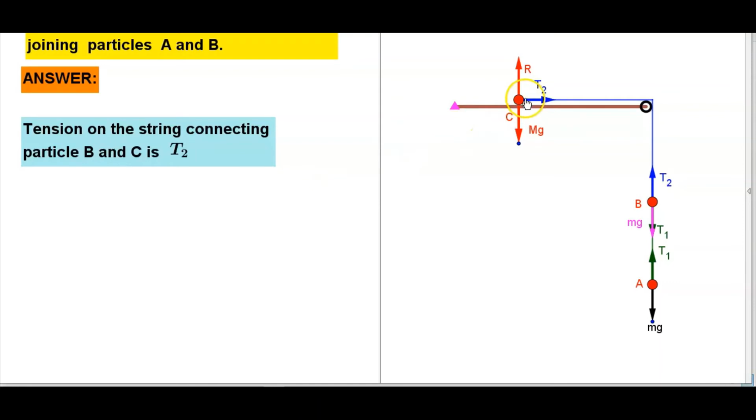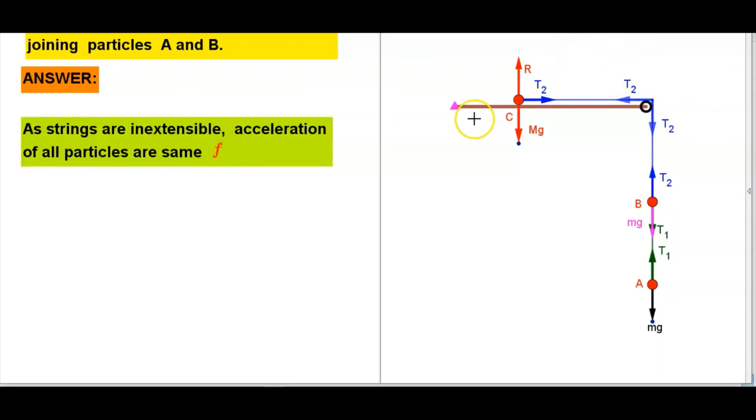Tension on the string connecting particles B and C is T2. T2, here T2. And also we must mention here also T2, T2 at the pulley. As strings are inextensible, acceleration of all particles are the same, f. Same acceleration for all three particles. Therefore, this moving down f, this also moving down f, this particle moving horizontally with the same acceleration f.